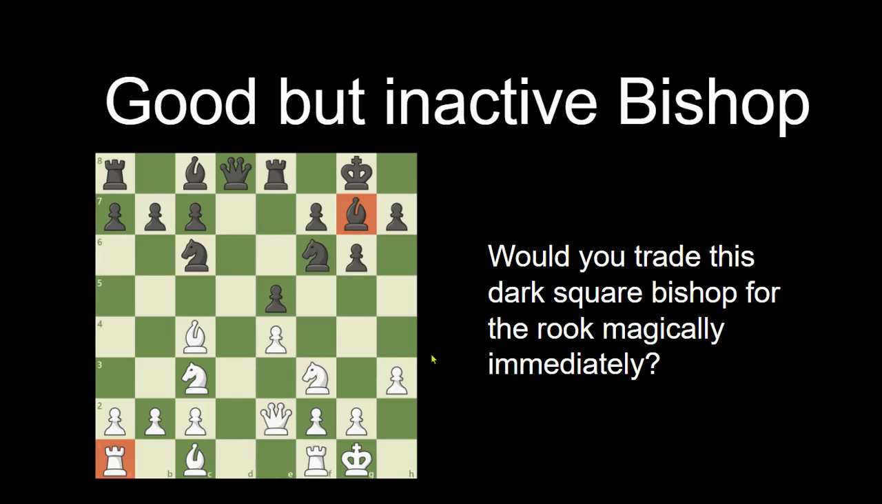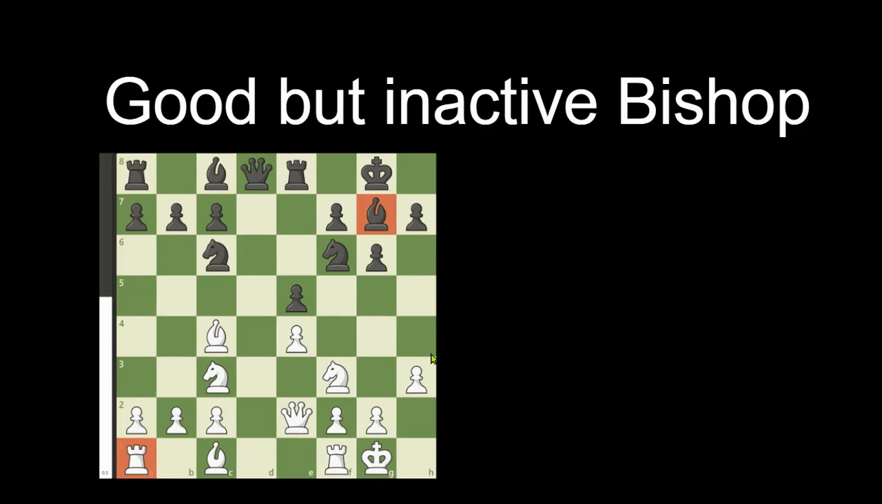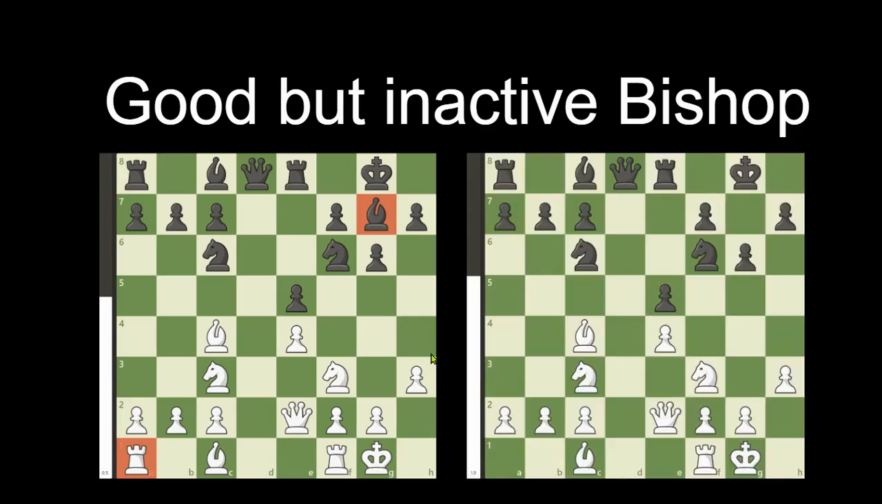Now, here's a question. Would you trade that dark square bishop for the rook magically and immediately? Well, what do you think the answer to that is? Because the bishop is worth 3 and the rook is worth 5. Is this good to do? And the answer is right now the evaluation's about even, but if you actually trade in that position, just magically, so everything else is the same, then white is actually winning, even though the rook is worth more.